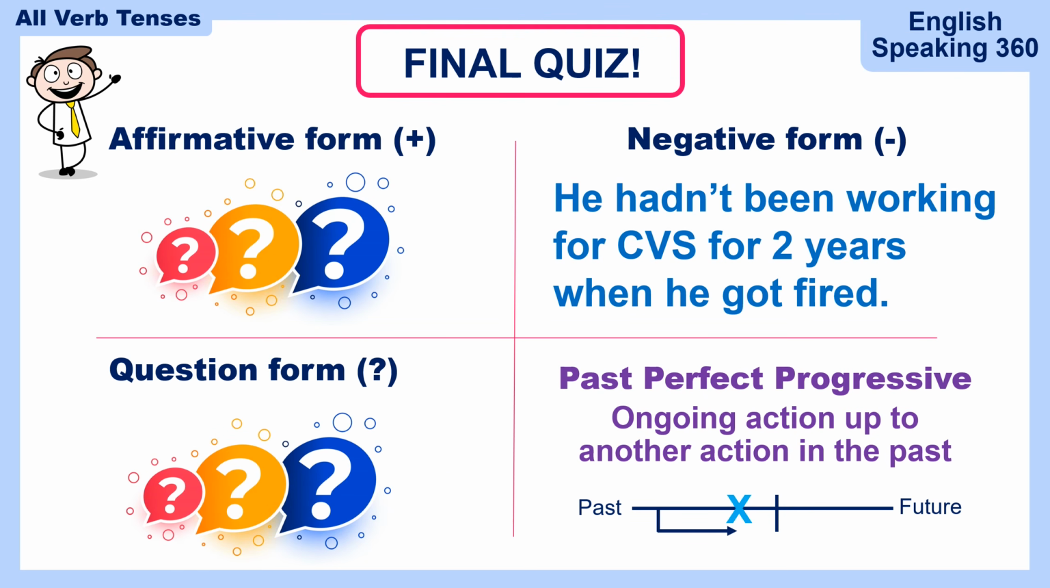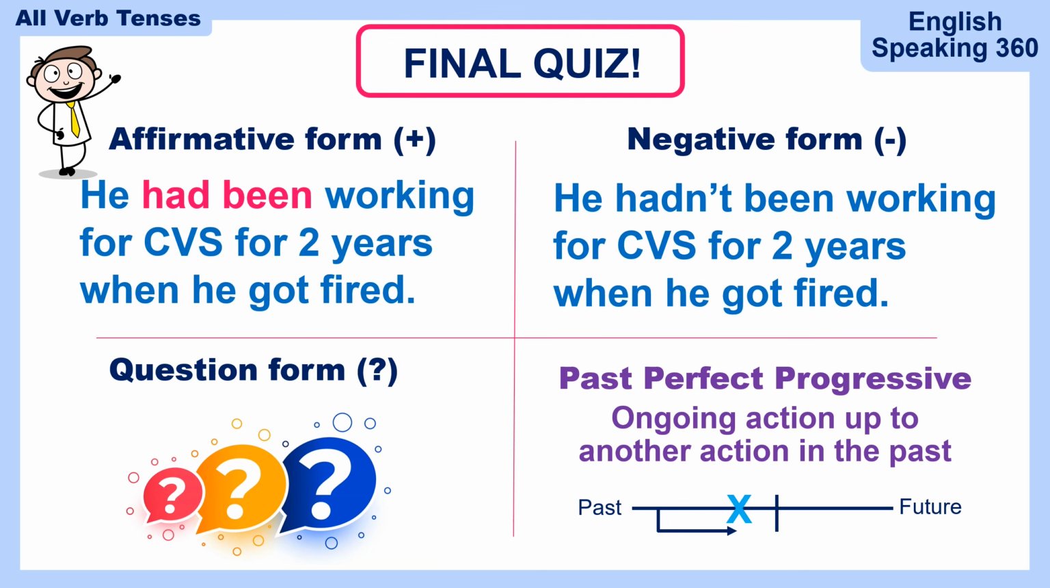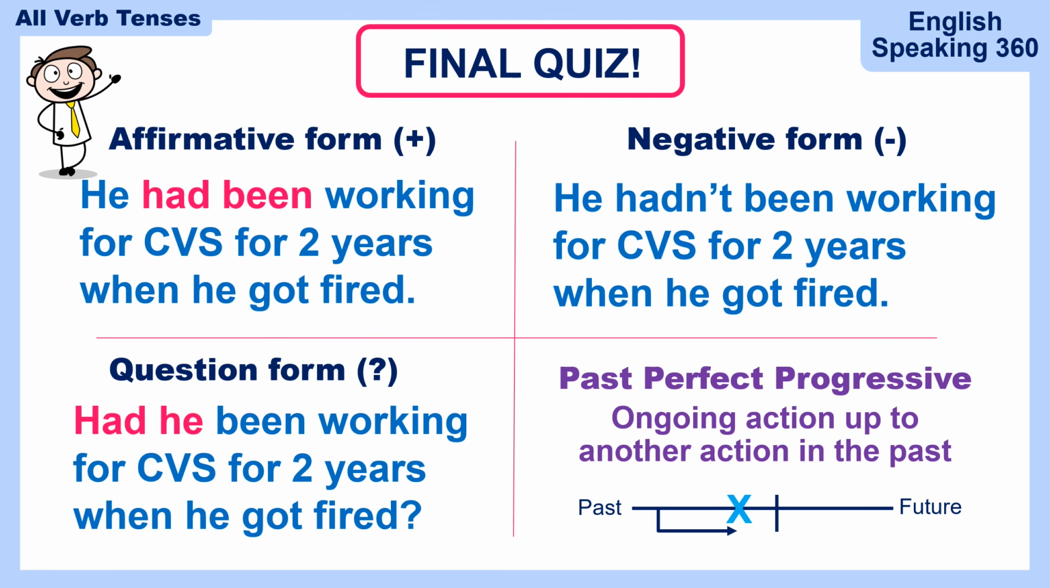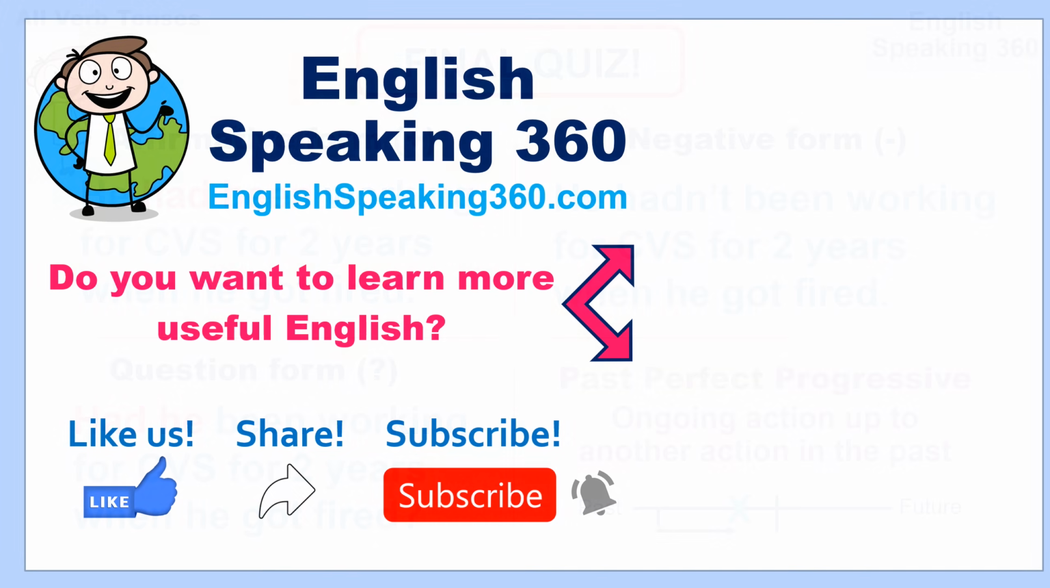Next question. Past perfect progressive. He hadn't been working for CVS for 2 years when he got fired. Okay, now give me the affirmative form. He had been working for CVS for 2 years when he got fired. How about the question? Question form is, had he been working for CVS for 2 years when he got fired? Or hadn't he been working for CVS for 2 years when he got fired? Both questions are good. And this was the last one, guys.